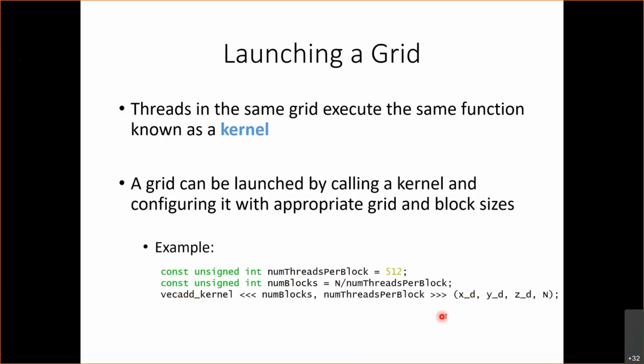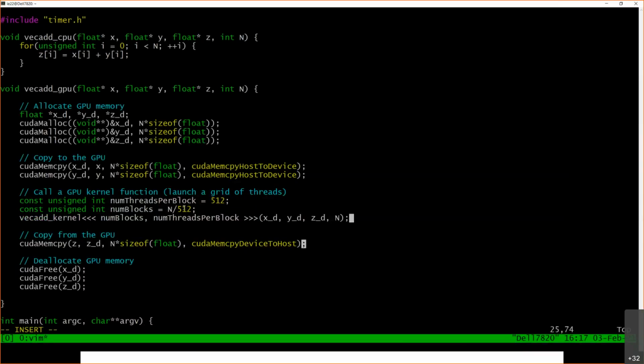Someone's asking why is the number of blocks n over 512? Well, we said that we want a total of n threads. So if I have 512 threads in each block, then the number of blocks I need is n over 512, so that I will have n threads in total, because n over 512 times 512 is n. Not exactly. Somebody pointed out rounding issues, and we will talk about them.